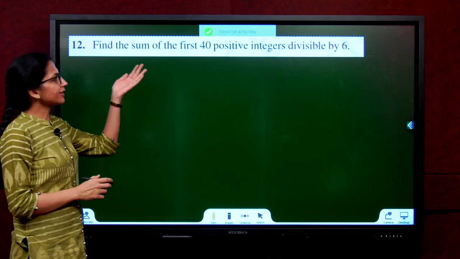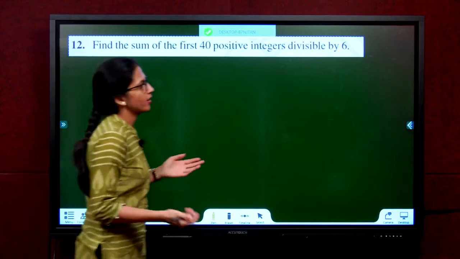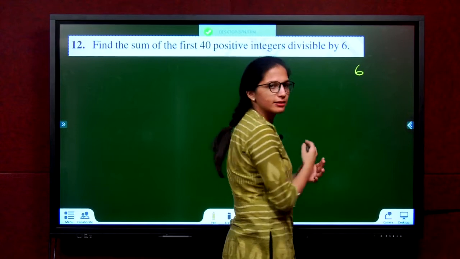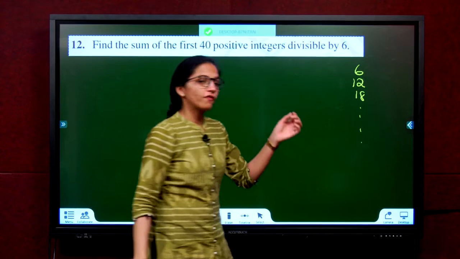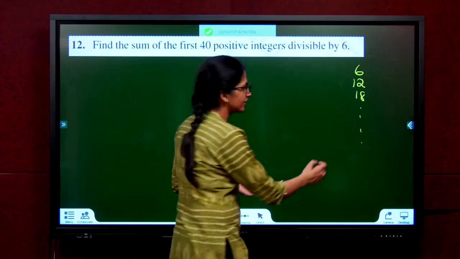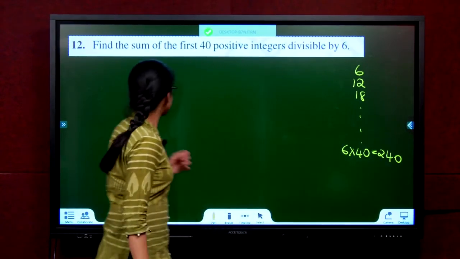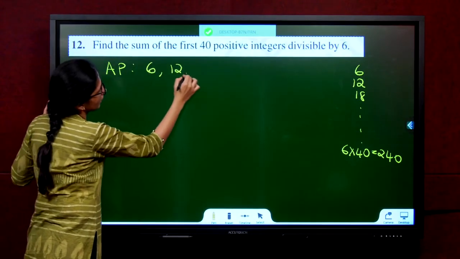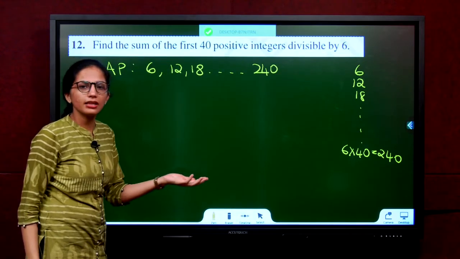Question 12. Find the sum of the first 40 integers divisible by 6. Which is the first integer divisible by 6? It should be positive. 6 ones are 6. Next, 12, 18, so on. This is first integer, second integer, third integer. What is the 40th integer? 6 into 40, 240. So now what is the AP? The AP is 6, 12, 18, last one is 240.